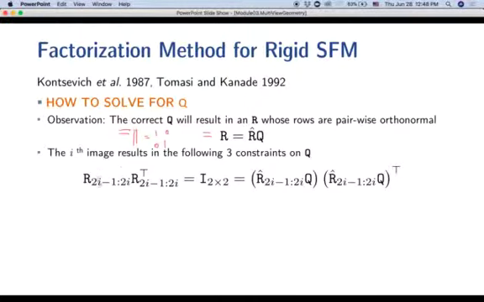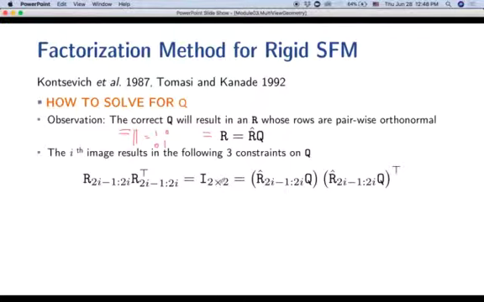So that's just a way to write a pair of rows. R 2i minus 1 colon 2i times R transpose 2i minus 1 2i should be I 2 by 2. That's the way to write the orthonormality constraint. But since R is R hat Q, and I already have R hat from my SVD decomposition, I don't have Q. But R hat 2i minus 1 colon 2i times Q, times R hat 2i minus 1 colon 2i times Q transpose, should also be identity.